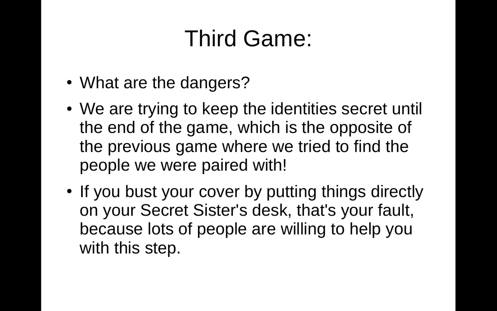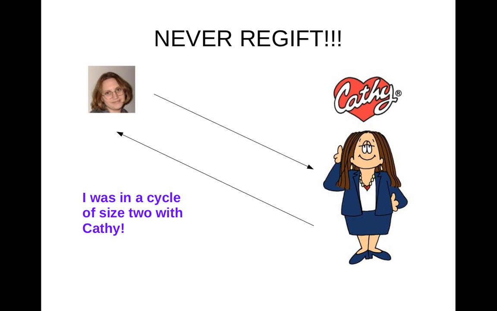Okay, the third game. What are the social dangers in the Secret Sister game? In this game, we're trying to keep the identity secret until the end of the game, which is the opposite of the previous game where we tried to find the people we were paired with. And if you bust your own cover by putting things directly on your secret sister's desk, that's your own fault, because a lot of people who are not directly participating in this game really love to help you hide things for your secret sister. And so there's no lack of people willing to help you plant secret gifts. However, in this game, you must never, ever, ever what?